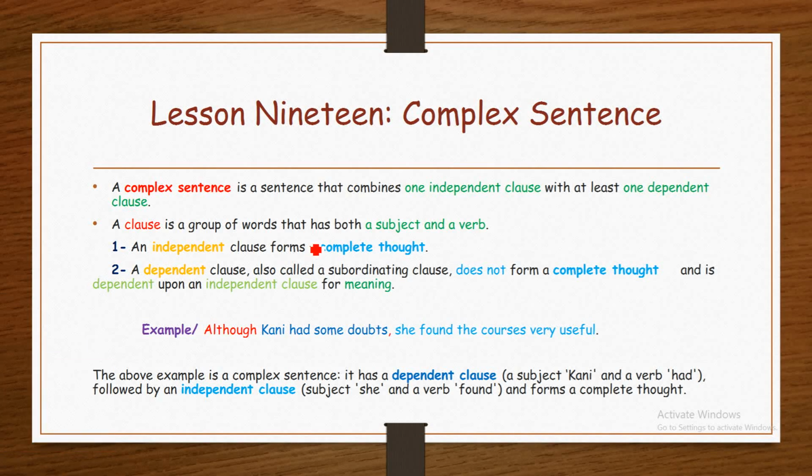Lesson 19. Complex sentence. What is a complex sentence? A complex sentence is a sentence that combines one independent clause with at least one dependent clause.